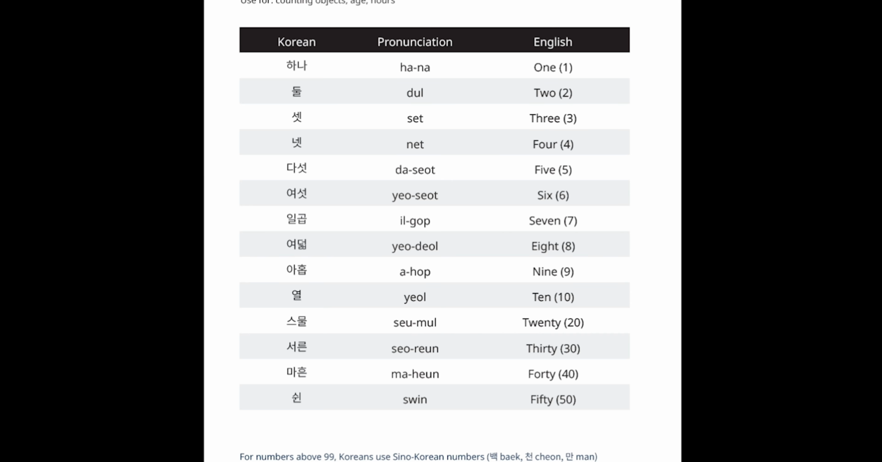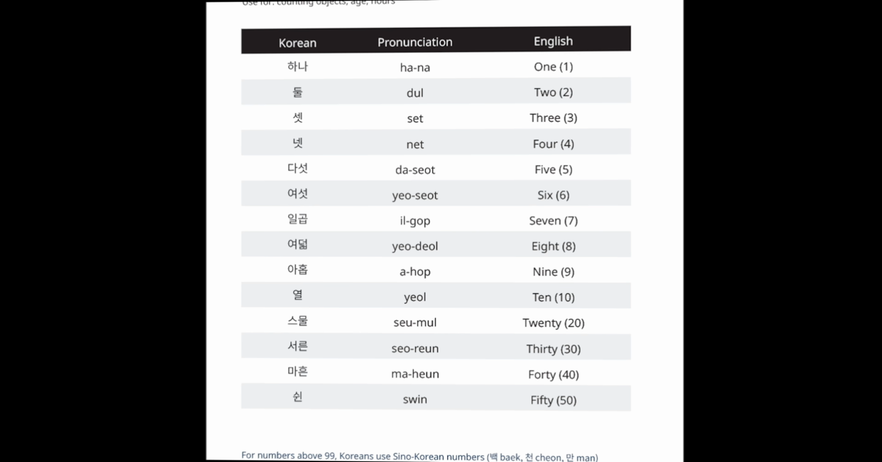Once you get to 100 and beyond, Koreans switch to a completely different system called Sino-Korean numbers. For now, focus on getting comfortable with 1 through 10 and the 10s up to 50.